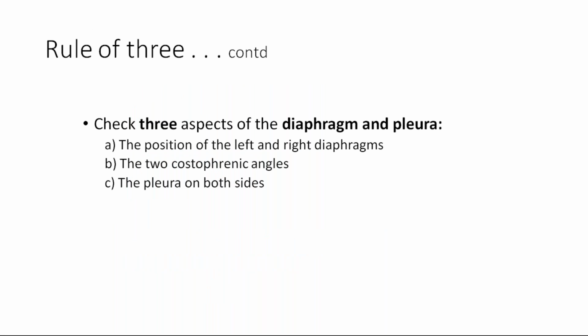The diaphragm and pleura, there are also three aspects. One is the position of the left and right diaphragms. Are they normal anatomically or not? Then the costophrenic angle, that means where the diaphragm joins the chest wall is called the costophrenic angle. Is it present or not? Usually it should be acute, whether it is blunted or not. And the pleura on both sides, whether there is anything specific about the pleura.